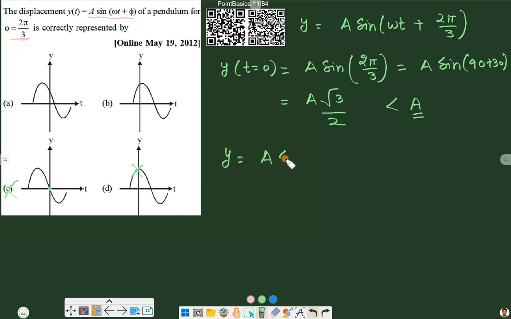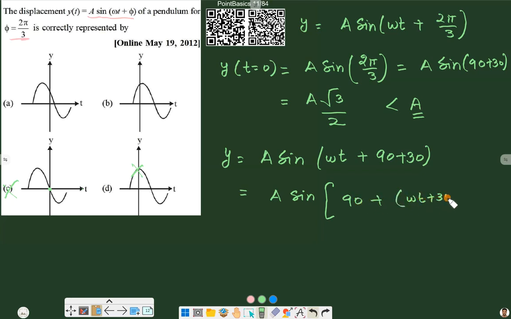Y is given as a sine omega t plus 2 pi by 3, that is 120 degrees, so we can write it like 90 plus 30. And why we are doing this, you will understand slowly. It will be written as a sine of 90 plus omega t plus 30, and we know sine 90 plus theta is cos theta, so this can be written as a cos omega t plus 30.